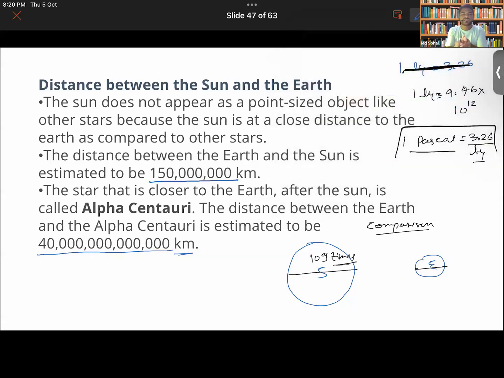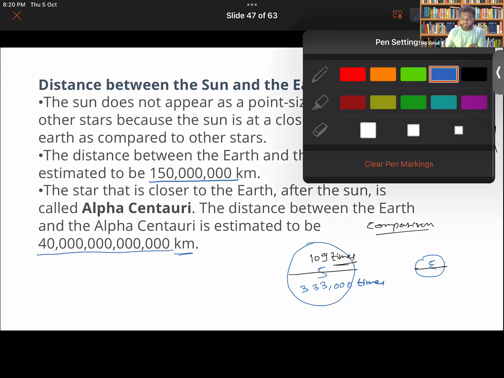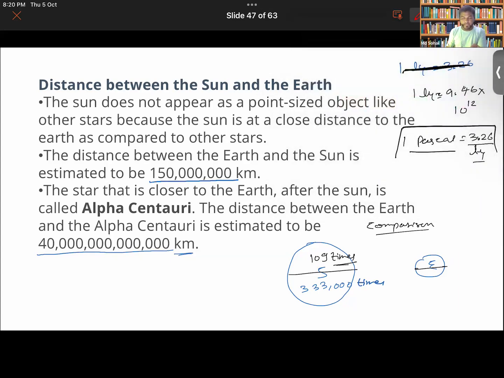What about the mass of the sun? How many times is it heavier than the mass of the earth? It is almost, I don't know. So 3 lakh and 150. Not 150 times. This many times: 3,33,000 times the mass of the earth, right?